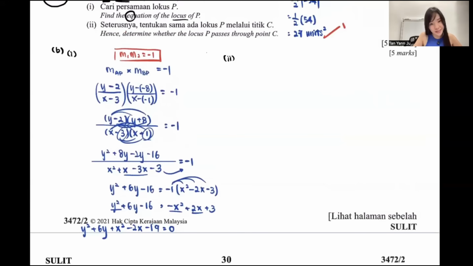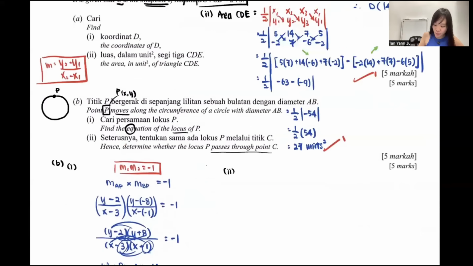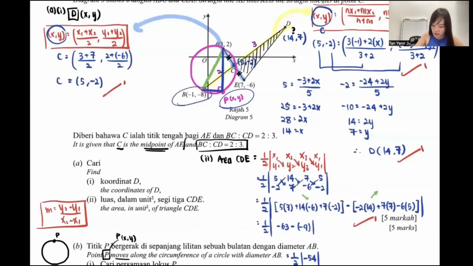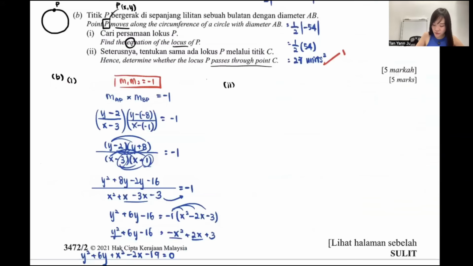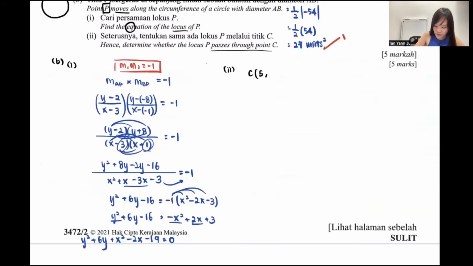And next, they say, hence, determine whether the locus P, the one that you just got, passes through point C. So whether it passes through or not, you try to sub inside, then you know, my dear. If it passes through, you're able to sub. If it does not pass through, you're not able to sub. Don't understand? I'll show you. So point C coordinate is this one, (5, -2).